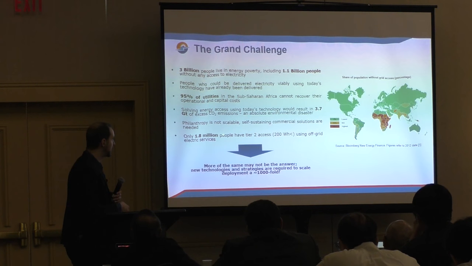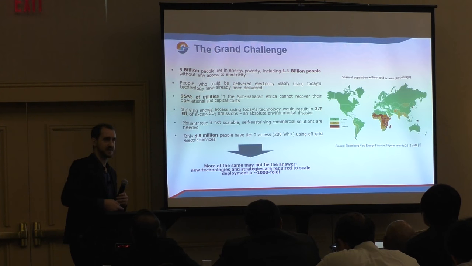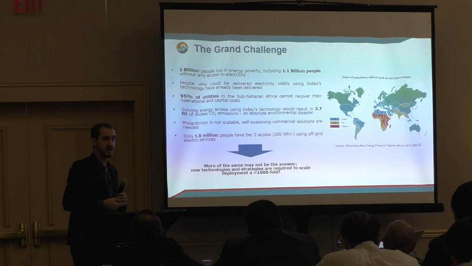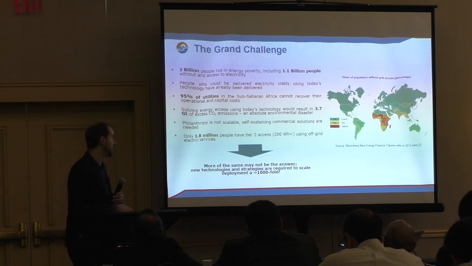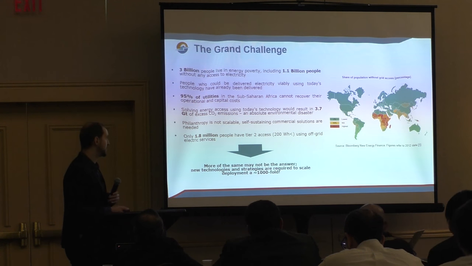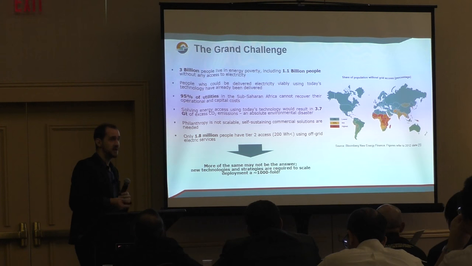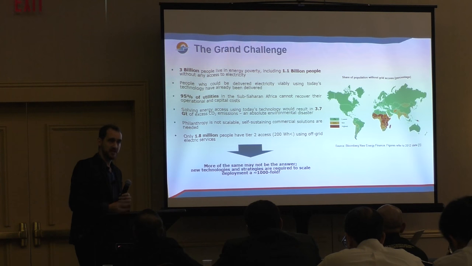We don't believe that philanthropy would be able to scale to these levels. Philanthropy is an extremely important part of the picture, but we believe that only self-sustaining commercial enterprises are really able to tackle this challenge at scale. So once we look at the actual numbers, only 1.8 million people have tier two access. So we have a really clear need to increase deployment thousandfold using new technologies and new strategies.